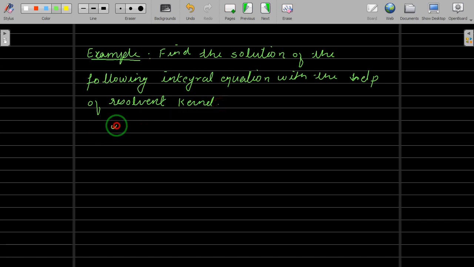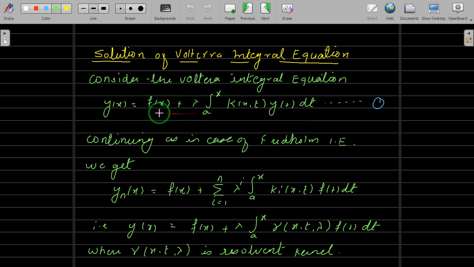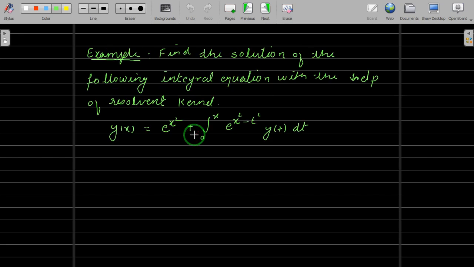Your integral equation is y of x is equal to e raised to x square plus integral 0 to x of e raised to x square minus t square times y of t dt. You can easily classify this equation. Now if you have noticed, our integral equation is a Volterra integral equation of the form we have just discussed, integral from 0 to x, in this case a to x.